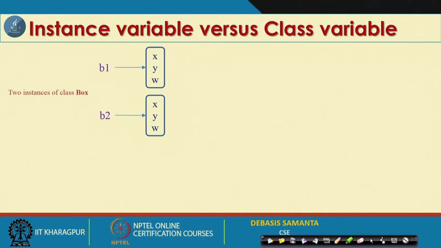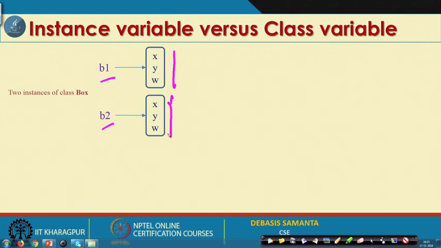Now, there are two concepts in Java related to the scope rule: the instance variable and the class variable. Let us first discuss what an instance variable is. Let us refer to the concept of class Box. We have created two objects, say B1 and B2. The two objects have the three variables x, y, w. If we create B1, it has its own instances, and this is the instance corresponding to object B1, and this is another instance corresponding to object B2.